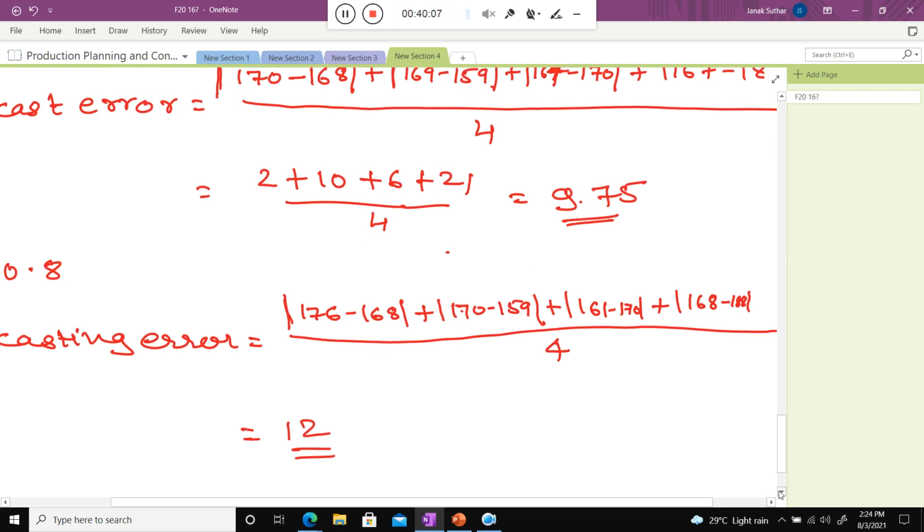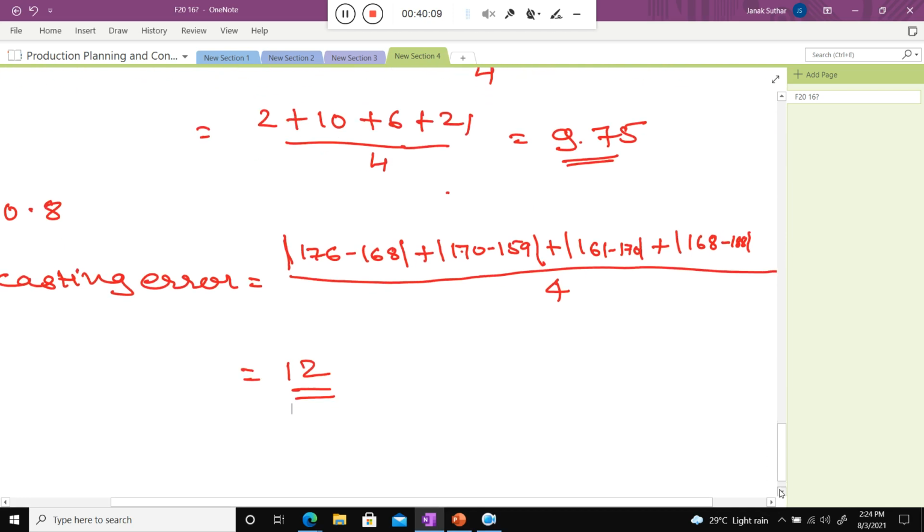Alpha is equal to 0.5. Okay, so this is the conclusion of this numerical. Is there any doubt, class? I will quickly repeat everything and then we will conclude our lecture.